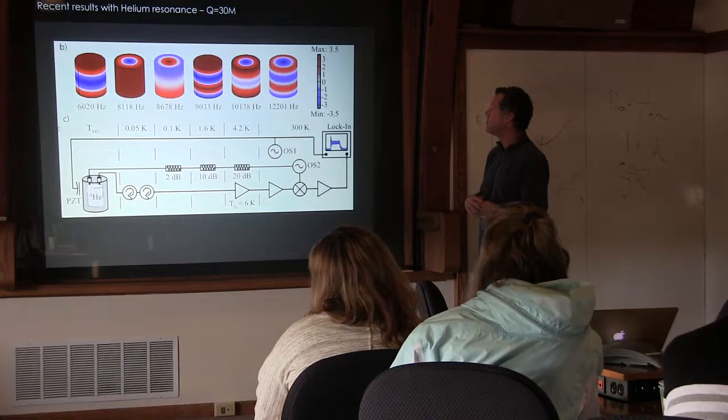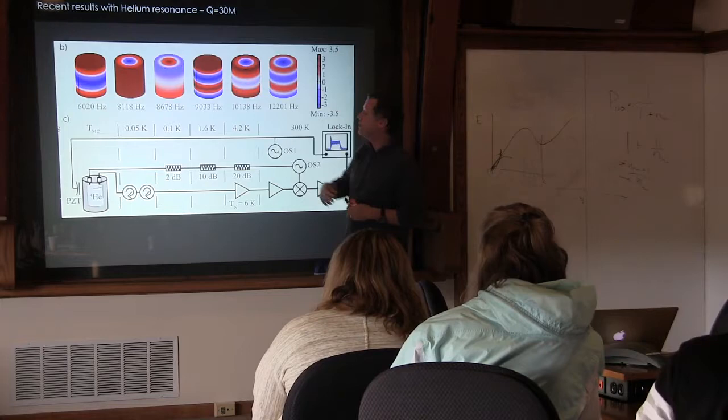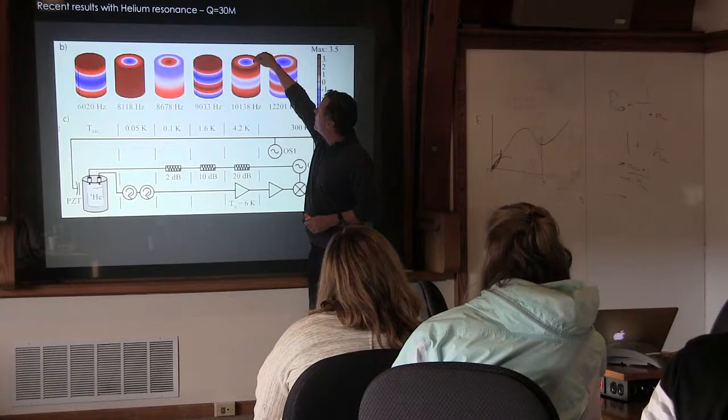And so you can identify all these different modes, and the different modes have different nodal structure. The white rings are where the mechanical acoustic nodes are, where there's no displacement. In our recent experiments, we've tried to put the fill line right at the node.